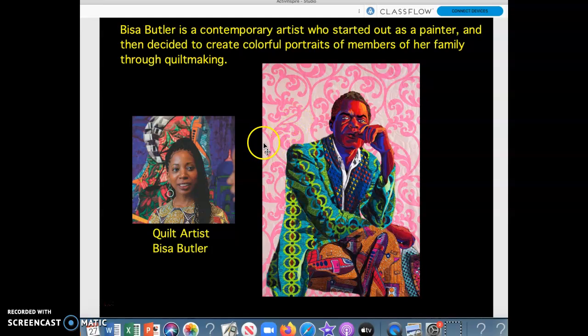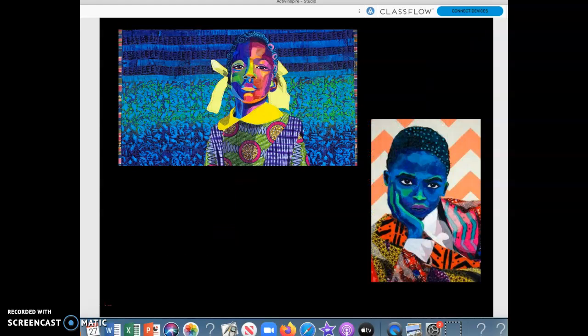For me, it gives a joyful feeling because of the color choices she uses. Perhaps the mood that you have when looking at some of this artwork might be a little bit different than mine, and that's okay. So here are a couple more of her quilt portraits, looks like of a young boy and a young girl.